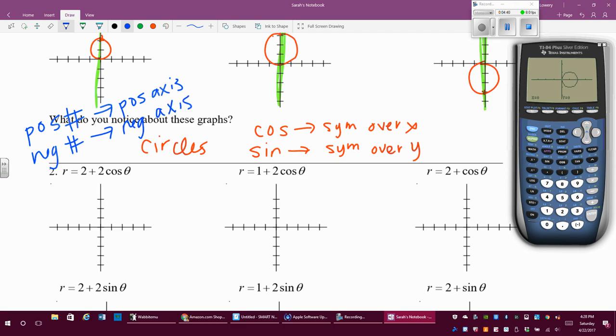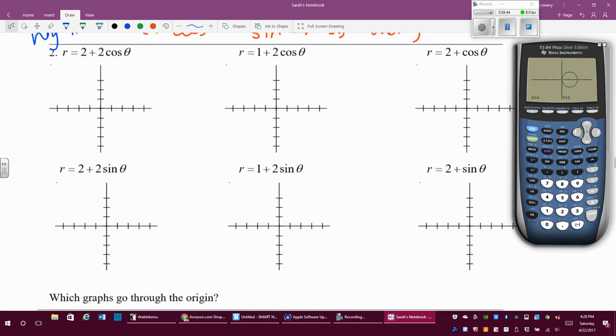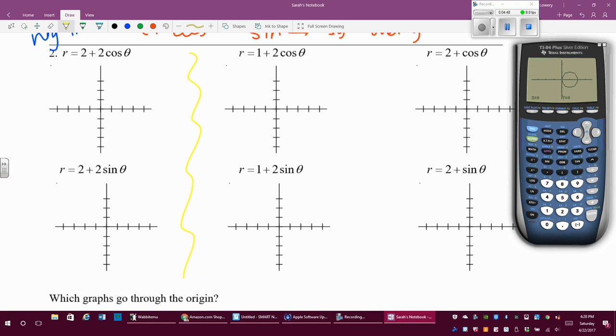Okay, so now we're going to look at another set of 6 graphs. I'll go ahead and hint to you that these are actually broken up into 3 different types. You'll notice that every single one of them has something plus something cosine or something plus something sine. So these are three different kinds of graphs. What I'd like for you to do is graph them. Make a quick sketch on your calculator.